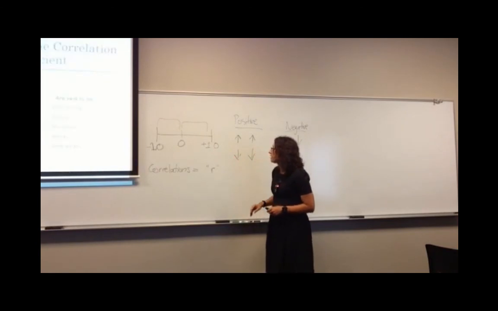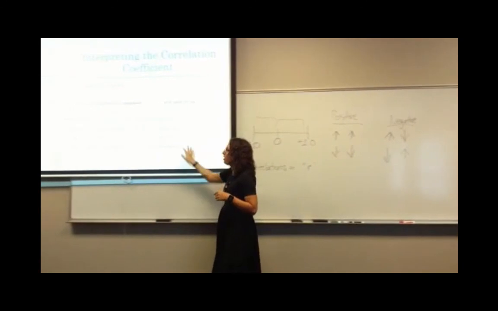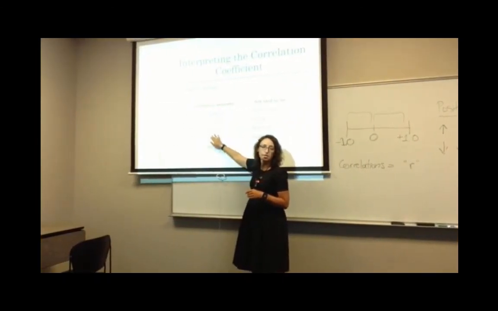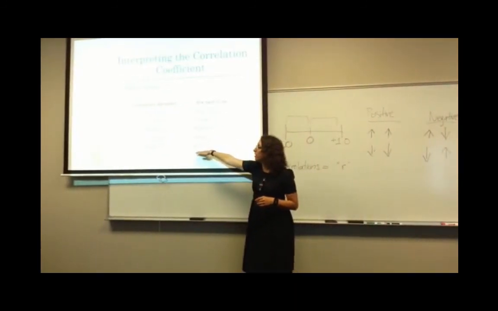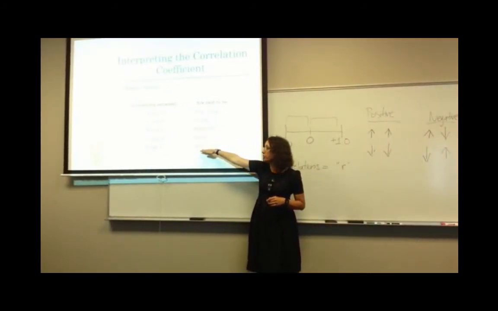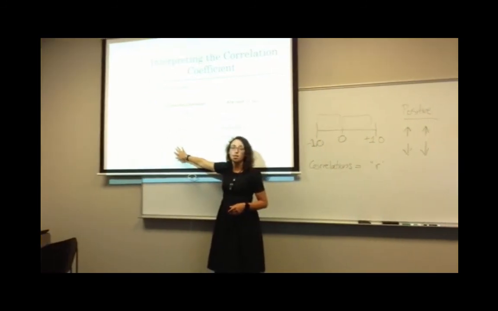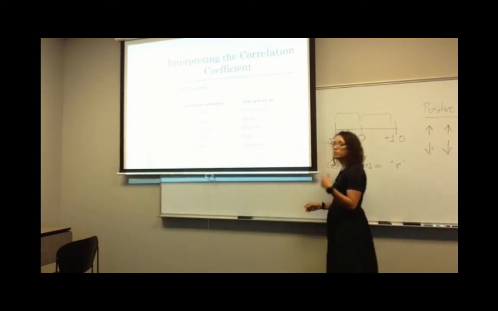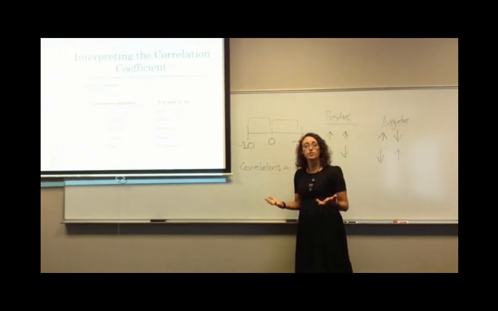So how do you categorize these? This is the eyeball method that I'm a huge fan of. We've got different categories and then different labels for them. So anything between 0.0 and 0.2 is very weak. You notice there's positive and negative here. It does not matter which side of the number line it's on. That is an absolute value. Anything between 0.8 and 1.0 is considered very strong.